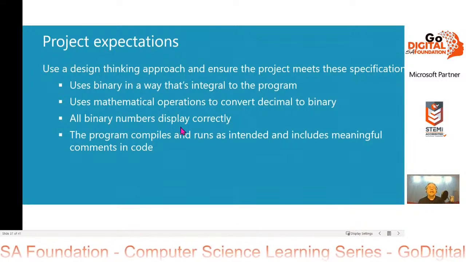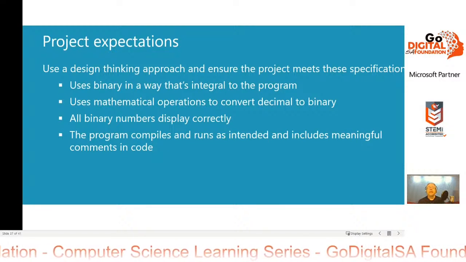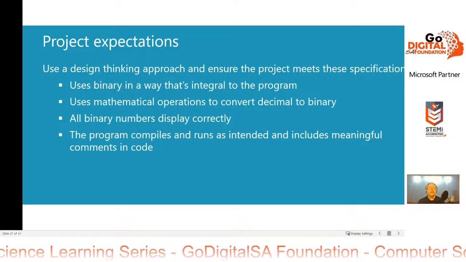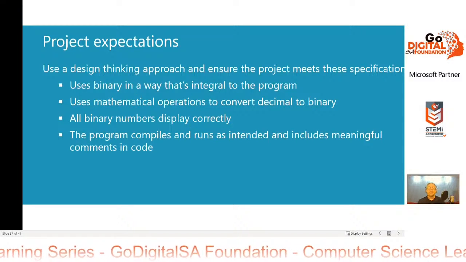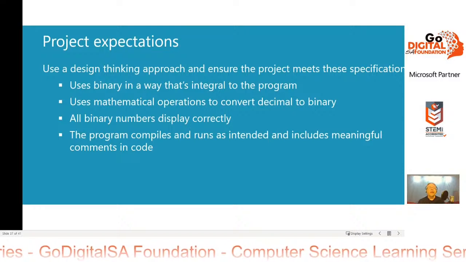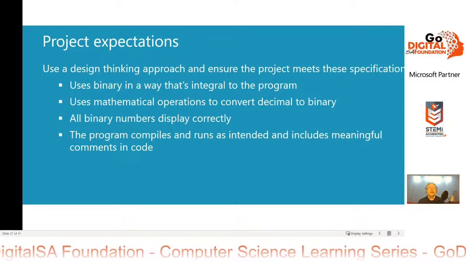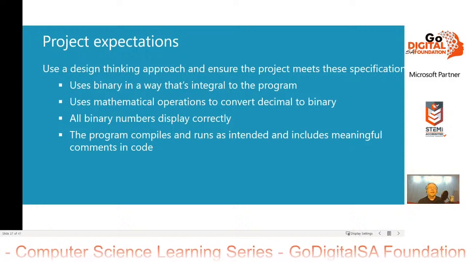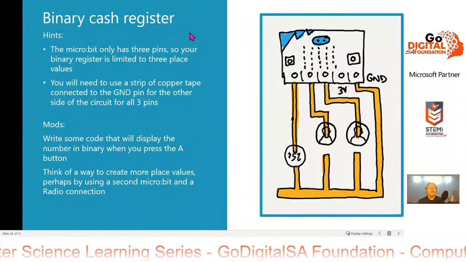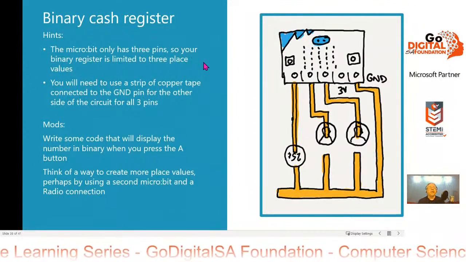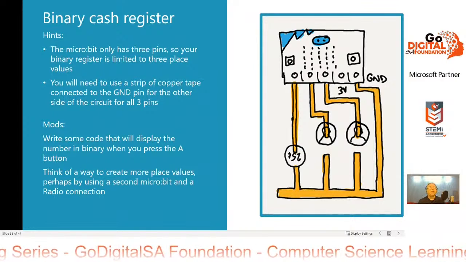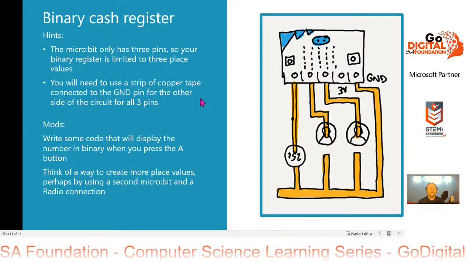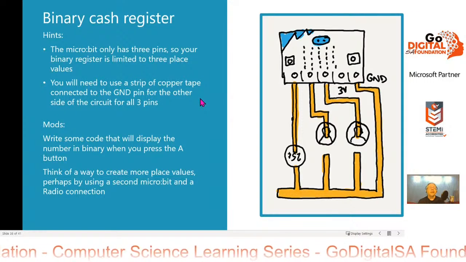So use a design thinking approach and ensure the project meets these specifications. It uses binary in a way that's integral to the program, uses mathematical operations to convert decimal to binary. All binary numbers display correctly, and the program compiles and runs as intended, and includes meaningful comments in the code. Hence, the microbit only has 3 pins, so your binary register is limited to 3 place values. You will need to use a strip of copper tape connected to the ground pin for the other side of the circuit for all 3 pins.